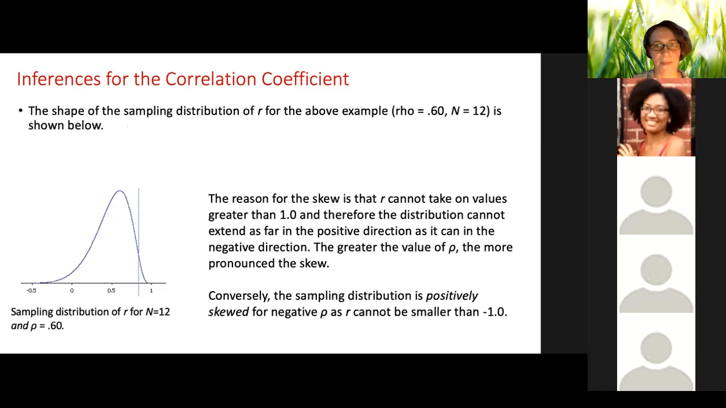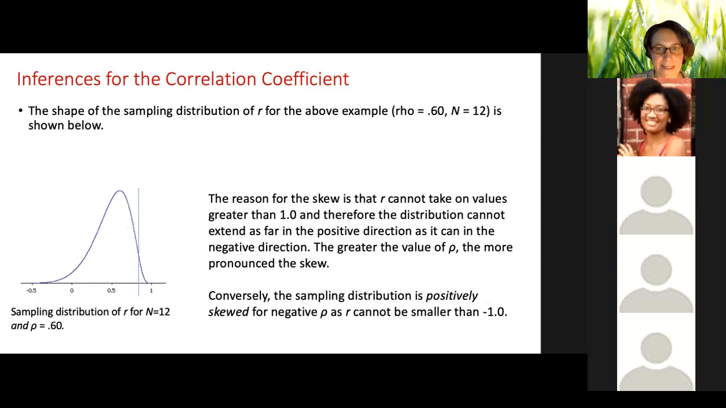Alrighty, in this nice graph you can see what the sampling distribution for our example looks like. For a population with a true correlation coefficient of 0.6, if we draw a sample of size 12, then the sampling distribution of r looks like that. You can see it has a negative skew. The reason for this negative skew, which was not supposed to show up here because I wanted to ask you, but unfortunately it's already there.